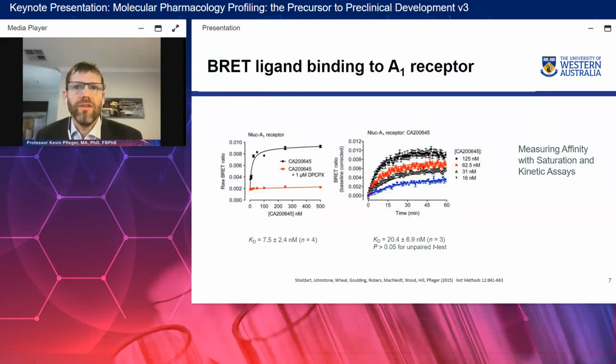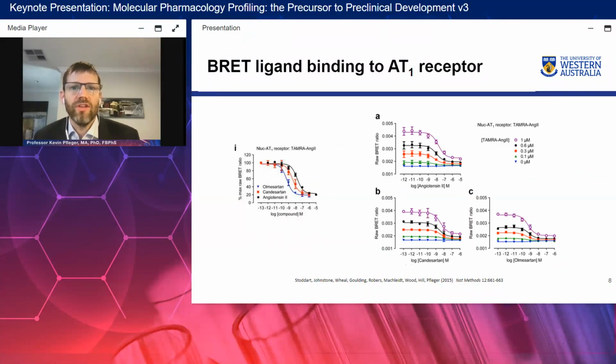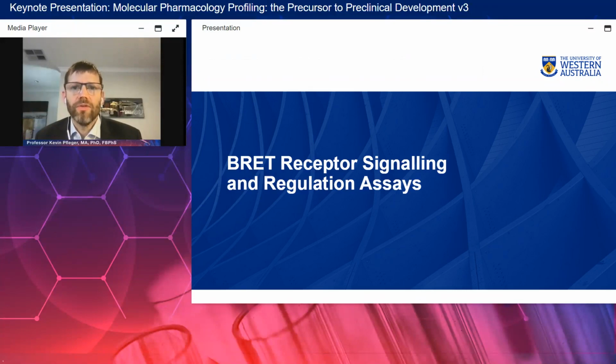These binding assays can be used in saturation mode and also in kinetic mode. The great thing about using a luminescence technology is that you have many orders of magnitude, which you simply couldn't achieve with radioactivity. It would be too dangerous. You can also do kinetic work, looking at the binding across 60 minutes, which gives you similar KDs to the saturation assays. This work can also be done with peptides as well as small molecules. Here we have angiotensin II conjugated to TAMRA, giving us some nice pharmacology.